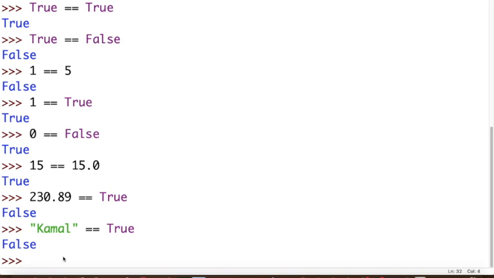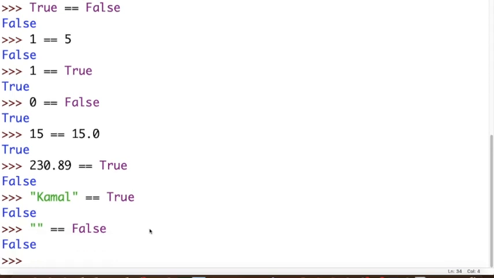Now let us come to the next question. We have an empty string and we are comparing it with false. Whether an empty string is equivalent to false or not, let us see. It is not. So that means an empty string, though it is empty, cannot be compared with a false value, a boolean false value. So you cannot compare an empty string with a false or boolean false value.